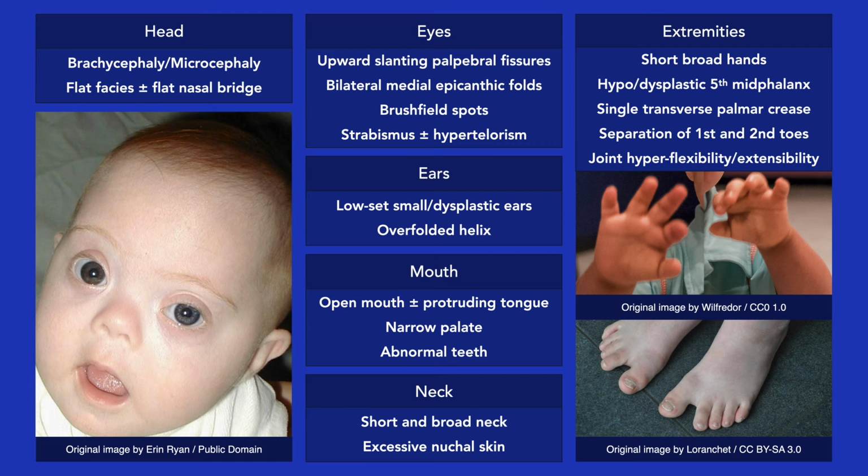Another very characteristic finding is the presence of a single transverse palmar crease. This is not a pathognomonic finding, however, as it can occur in other conditions and in asymptomatic individuals as well. Those with trisomy 21 may also show joint hyperflexibility and a wide space between the first and second toes, amongst other findings. These are some of the more common external dysmorphic features in patients with Down syndrome. It is important to keep in mind that many other internal malformations and comorbidities may also be present.